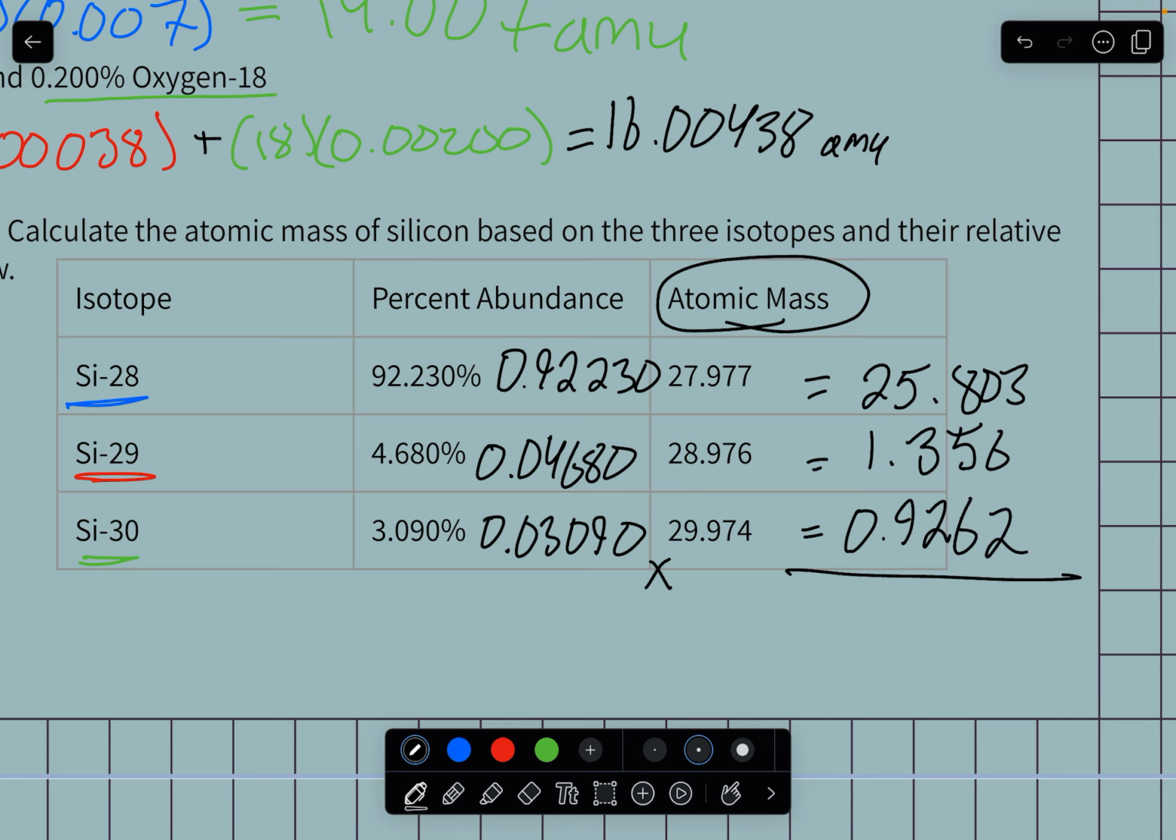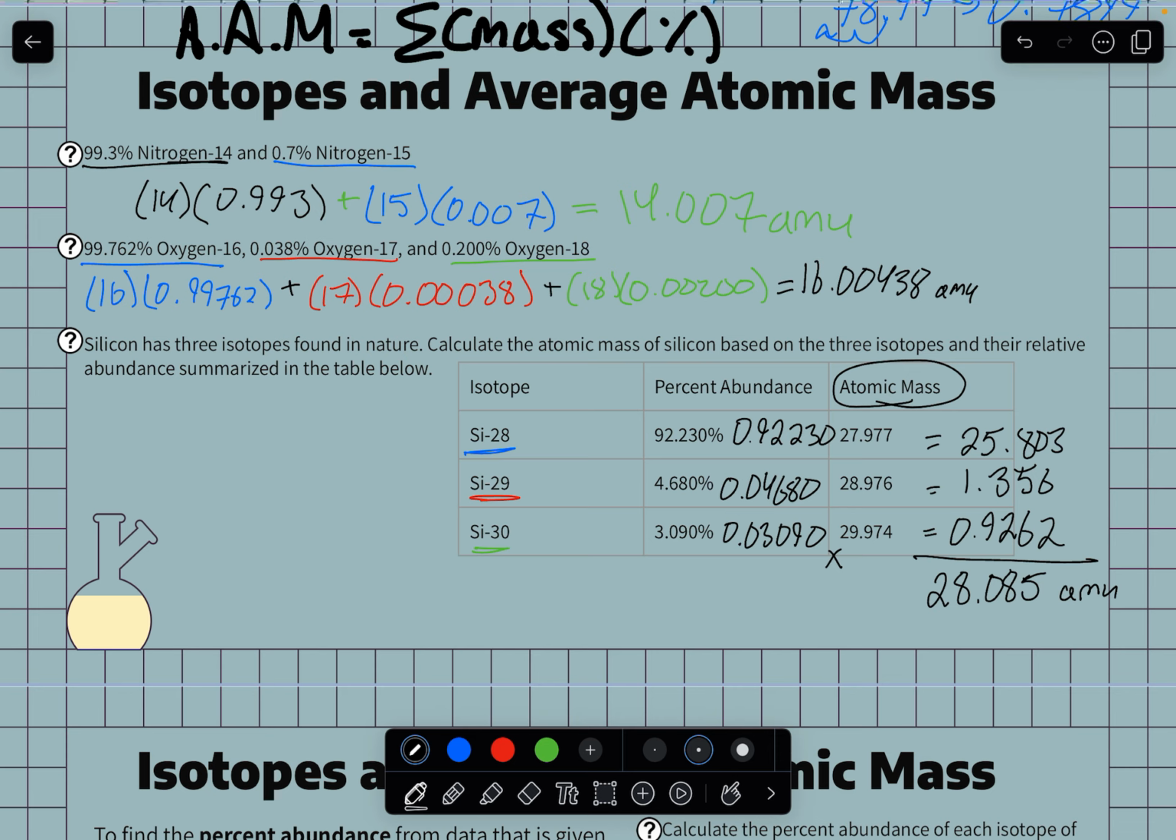Okay, and remember from here, we're going to add these up. We found the relative abundance contribution for each isotope, so now we're going to add them up to find the average atomic mass, right? If you add them together, we should get 28.085 AMU. All right, so that's how we find the average atomic mass if you're given the percent abundances.